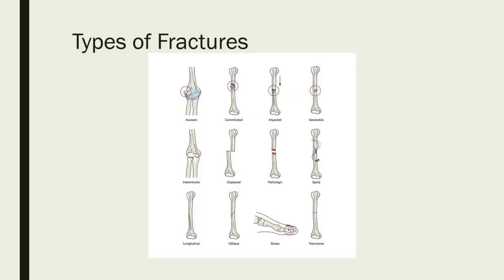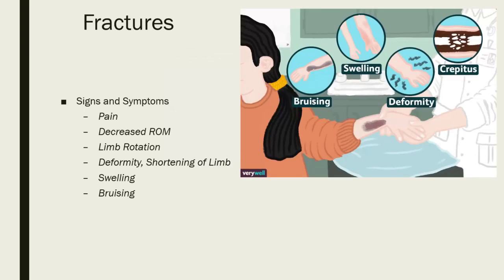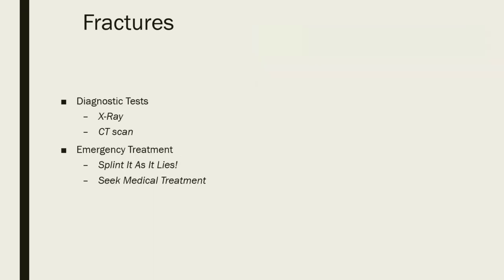These are the various types of fractures that we discussed in class, and various mechanisms of how you could sustain this type of fracture. Signs and symptoms include pain, decreased range of motion, limited limb rotation, deformity or shortening of the limb, as well as swelling and bruising. Diagnosis of a fracture can be done by visual examination, but confirmation must be obtained by an X-ray or CT scan.